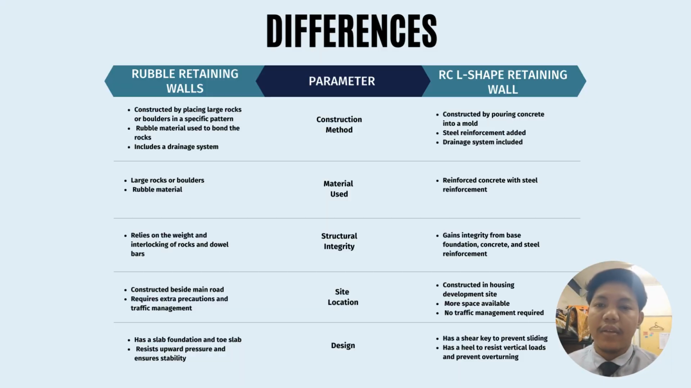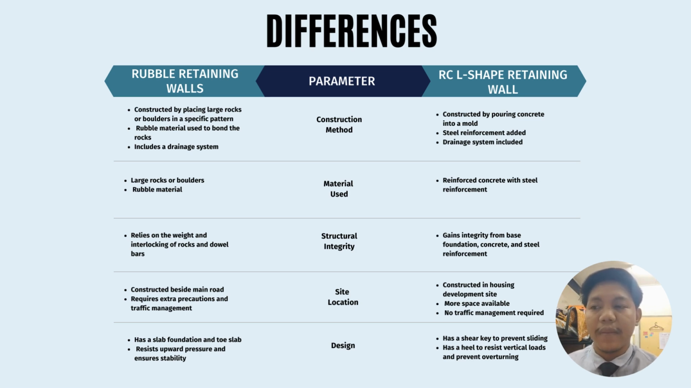In this slide, I would like to talk about the differences. First is construction method. Rubble retaining walls are constructed by placing larger rock or boulder in a specific pattern and using rubble material to bond between the rocks, and they also construct a drainage system. While reinforced concrete retaining walls are constructed by pouring concrete into a mold or formwork and adding steel reinforcement, and also constructing a drainage system.